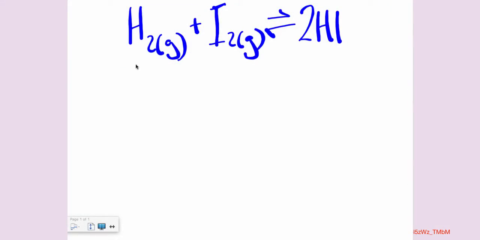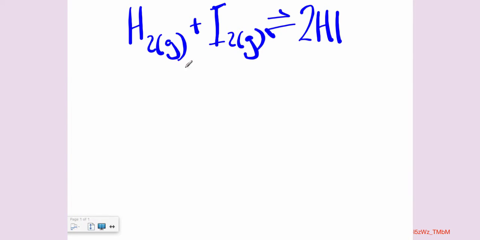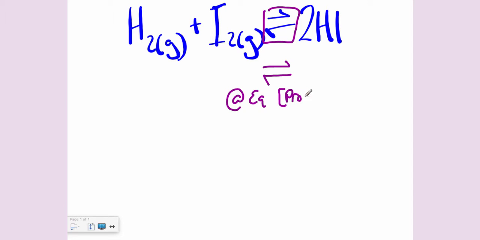So here's an example with your hydrogen gas and iodine gas reacting to form your 2 moles of hydrogen iodide. When this reacts, this double arrow indicates a reversible reaction. And if the arrows have the same length, that means it is at equilibrium, or when at equilibrium, you would have the same amounts of your products as your reactants. So you would have the same amount.